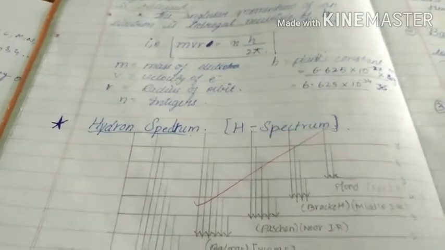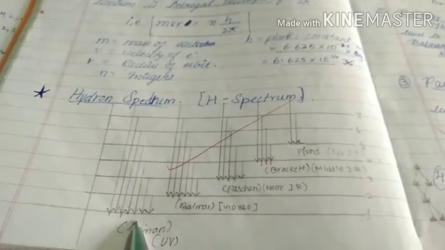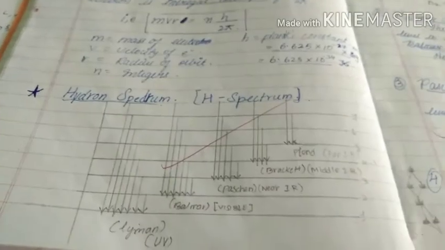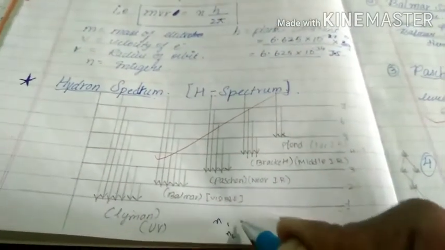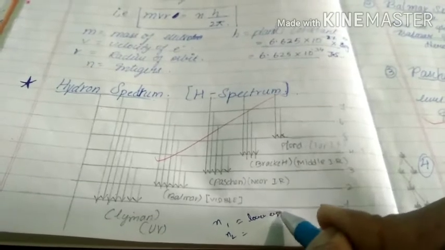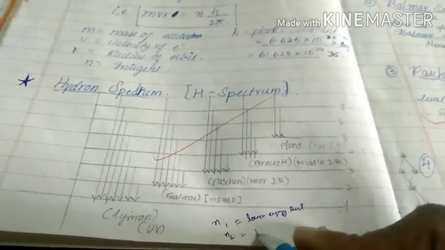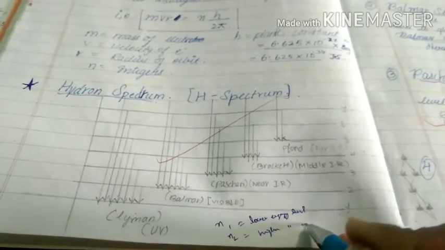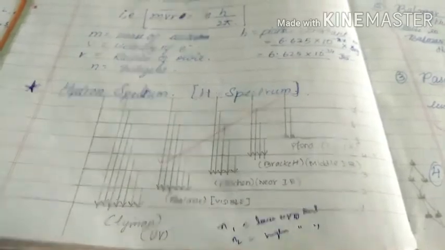Here there are some more points. In the Lyman series, we have to discuss 2 points: N1 and N2. N1 is nothing but the lower energy level, and N2 is nothing but the higher energy level. So for each series we have to discuss the N1 and N2 values.